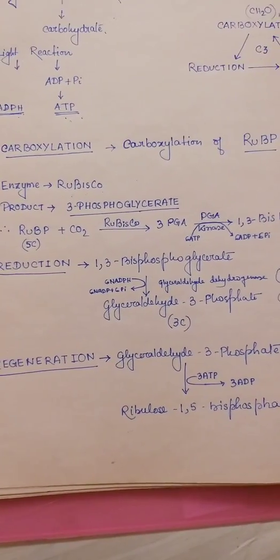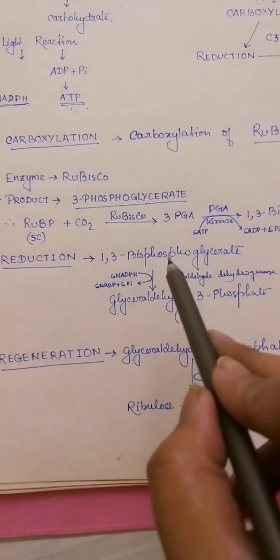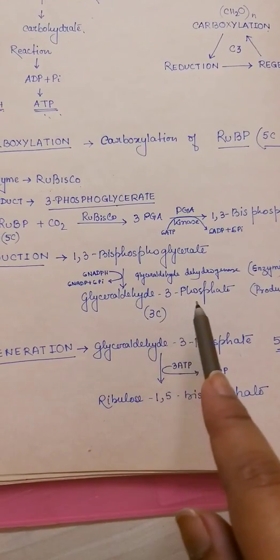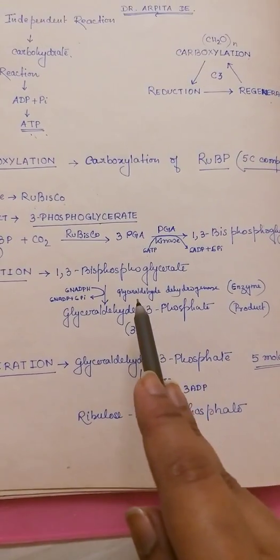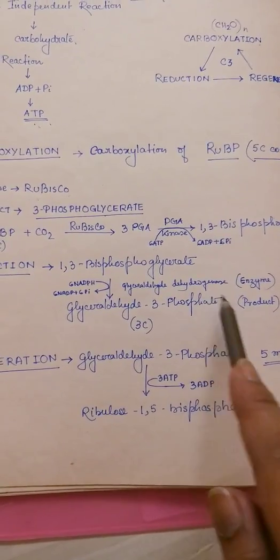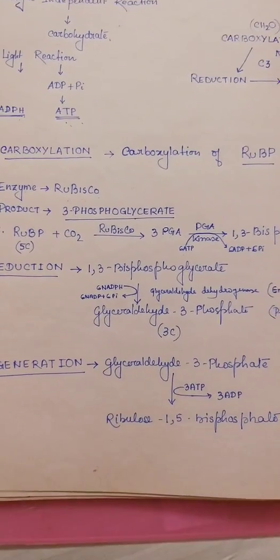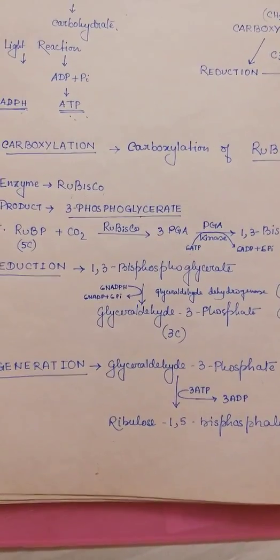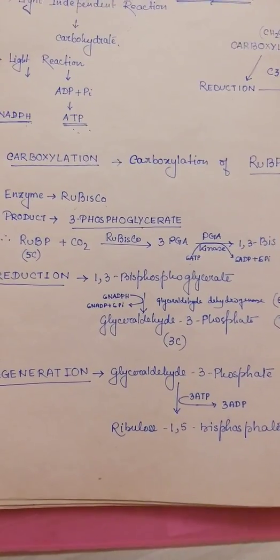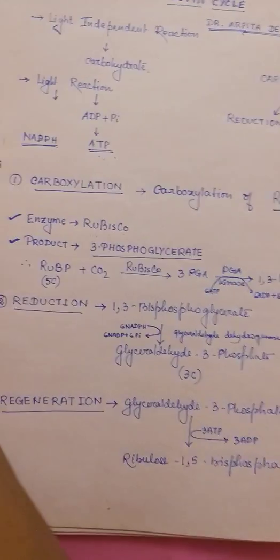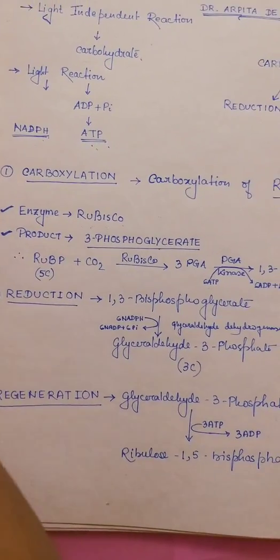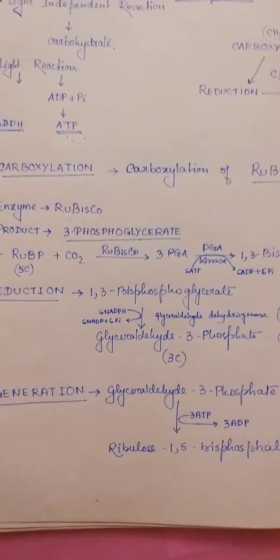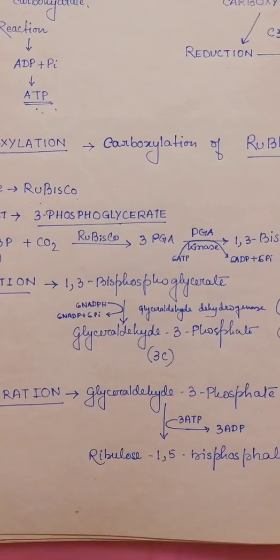Now coming to the reduction phase. During the reduction phase, this 1,3-bisphosphoglycerate molecule is reduced to glyceraldehyde 3-phosphate. This is done by glyceraldehyde phosphate dehydrogenase enzyme. The product formed is also a 3-carbon compound. In the second stage, ATP and NADPH are used to convert the 3-PGA molecules into molecules of a 3C sugar, glyceraldehyde 3-phosphate. 6 molecules of G3P are formed. Here in this stage, NADPH donates electrons to or reduces a 3-carbon intermediate to make G3P.